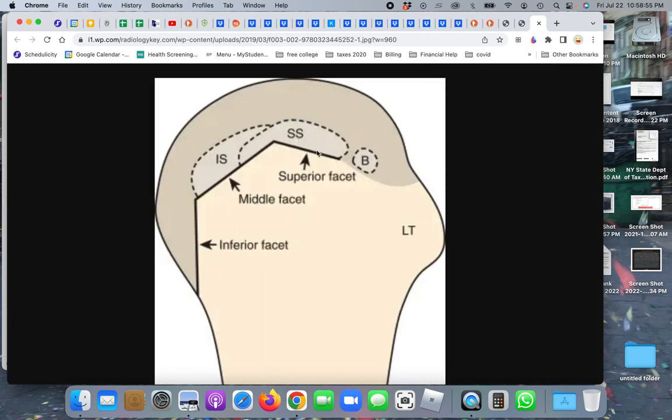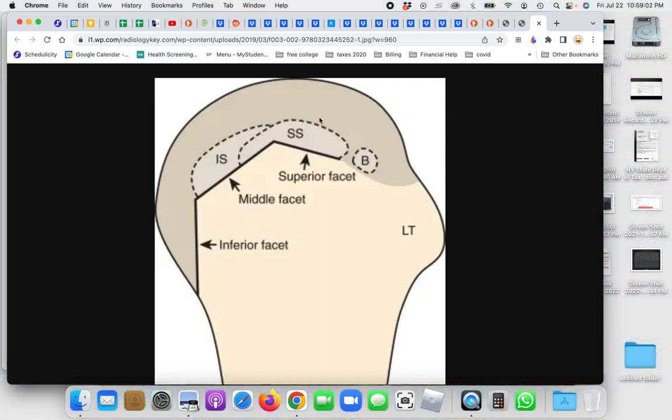So SS is supraspinatus. You can see there's some overlap with this supraspinatus facet carrying the supraspinatus fibers and part of the middle facet carrying the supraspinatus fibers. And then the infraspinatus fibers on the middle facet. And with the inferior facet, that would be the teres minor.